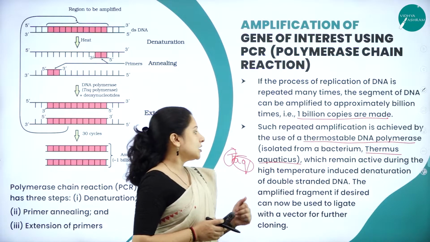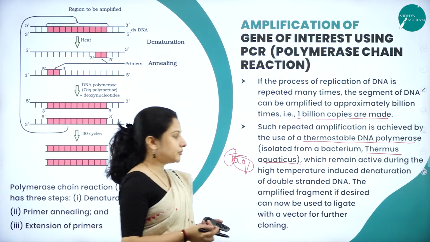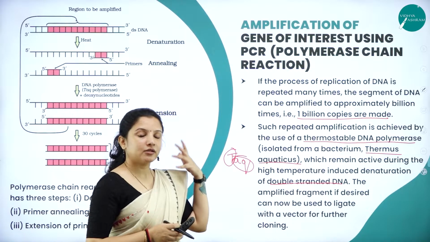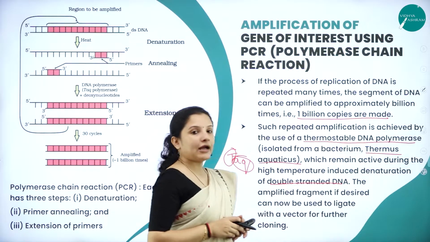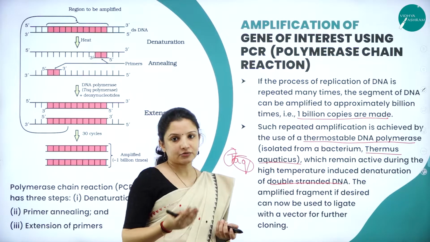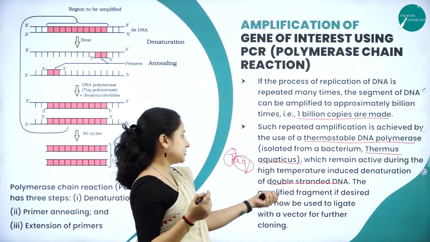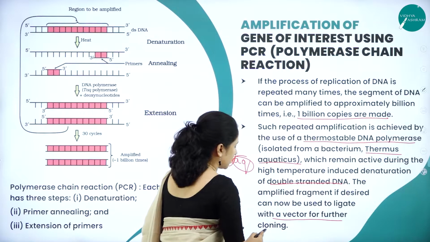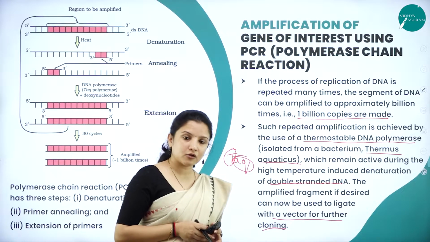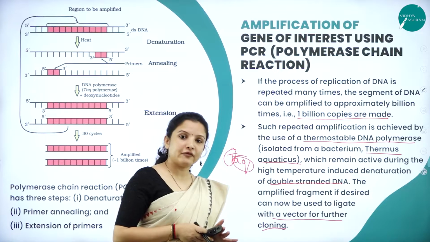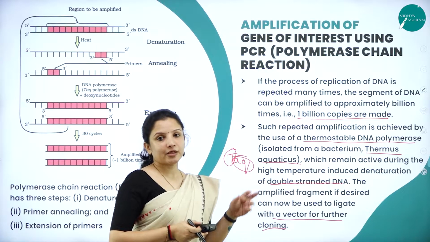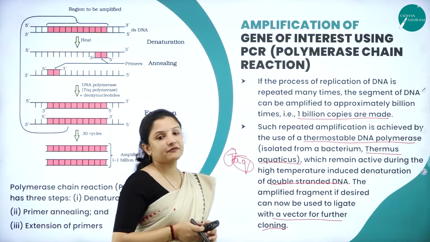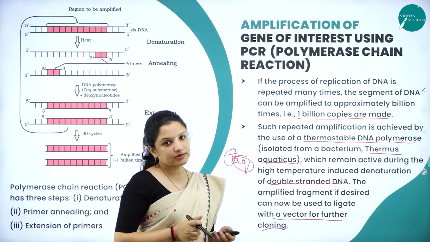And this enzyme will denature the double-stranded DNA and amplify the fragments, and later the ligation of the fragments will take place, and further cloning of these fragments will occur using a vector. This fragment, if desired, can be ligated with a vector for further cloning. So it can be inserted into a vector, and these fragments can be amplified or cloned, or otherwise it can be cloned in the polymerase chain reaction machine as well. So this is how the amplification of the gene of our interest is done here.